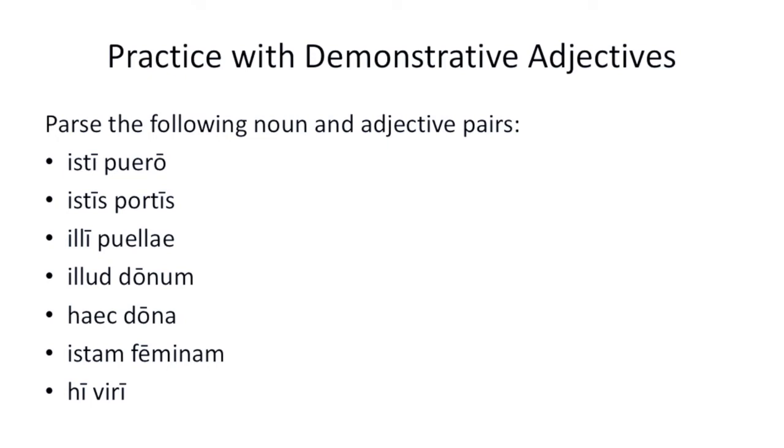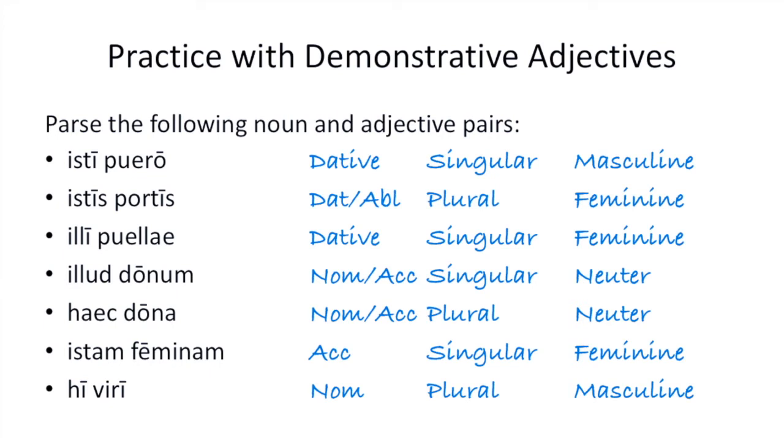Okay, so hopefully you've realized that even though we've thrown a lot of forms at you, you already know a lot of them. You know that isti puero is dative singular masculine. Istis portis is ablative plural feminine. Illi puellae has to be dative singular feminine because that -ae has a lot of options, but that -i on illi can only be dative singular. So it helps eliminate different options. So here, the confusion's actually very helpful.